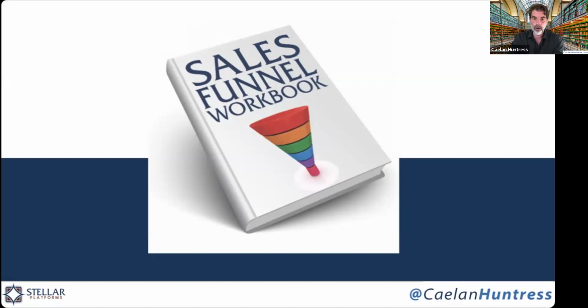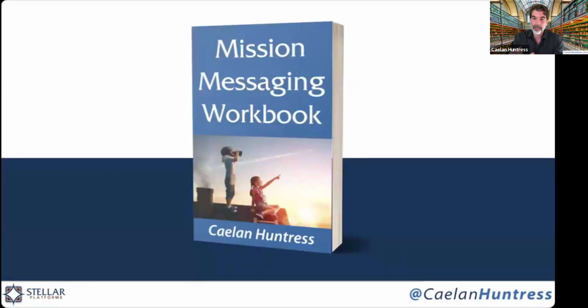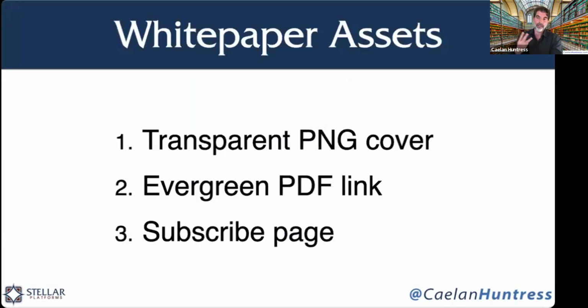And so I want you to know that if you have a transparent background, it gives you a lot more flexibility without showing off your white paper. And these are the 3 things you really need for a white paper. You need a transparent PNG cover, an evergreen PDF link, so that you can always say, here's my white paper and link to it. And you need a page where people can subscribe in order to get it. Once you have these 3 things, you're set up.